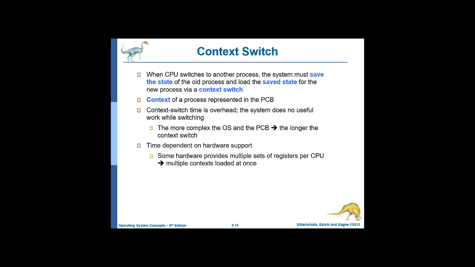Before the break, we studied the general idea of process scheduling. Now we understand the idea of context switch. I have explained this before in several slides, but here the slide says that when the CPU switches from one process to another process, this is called a context switch.